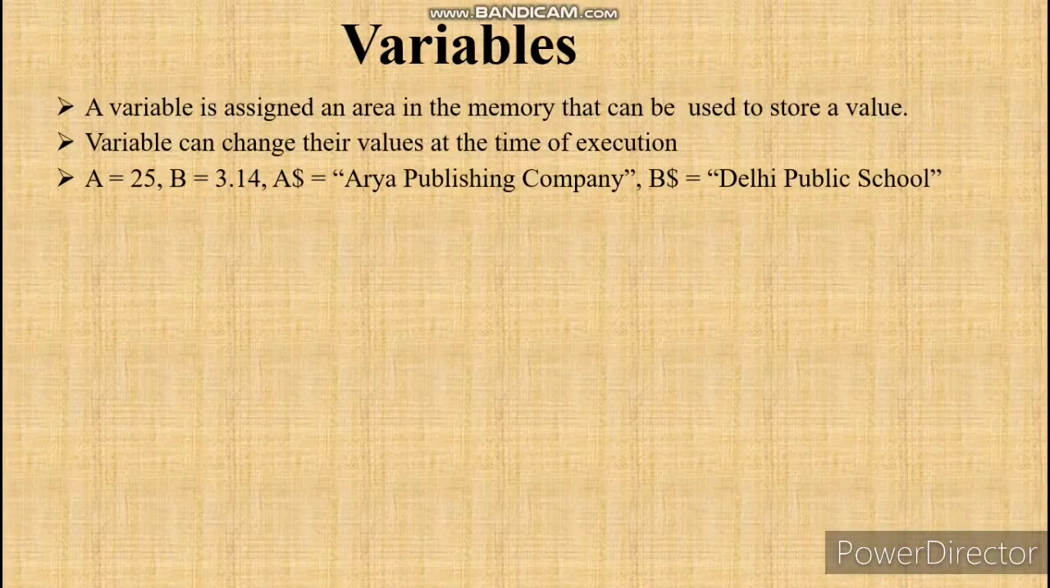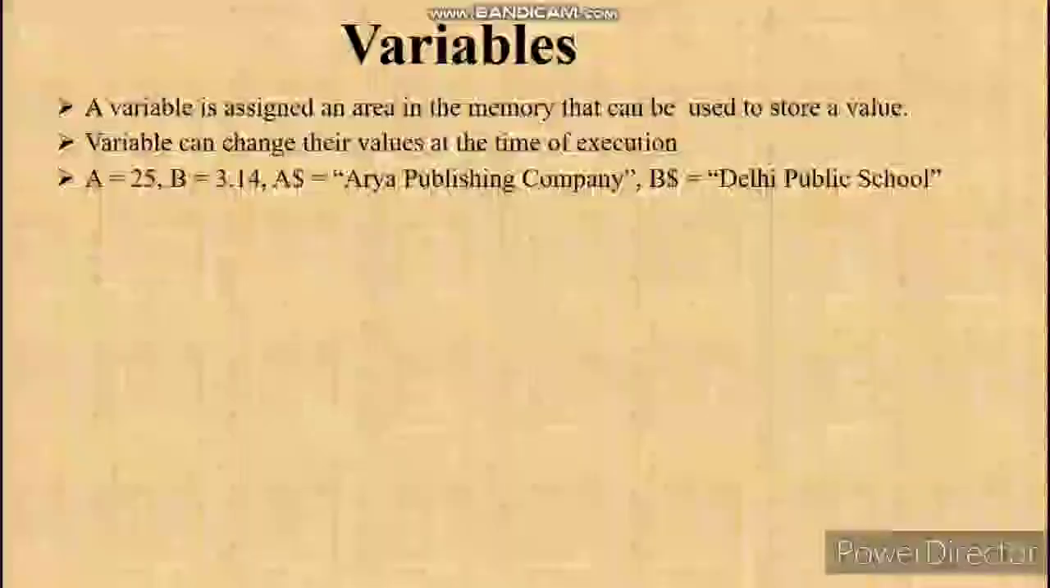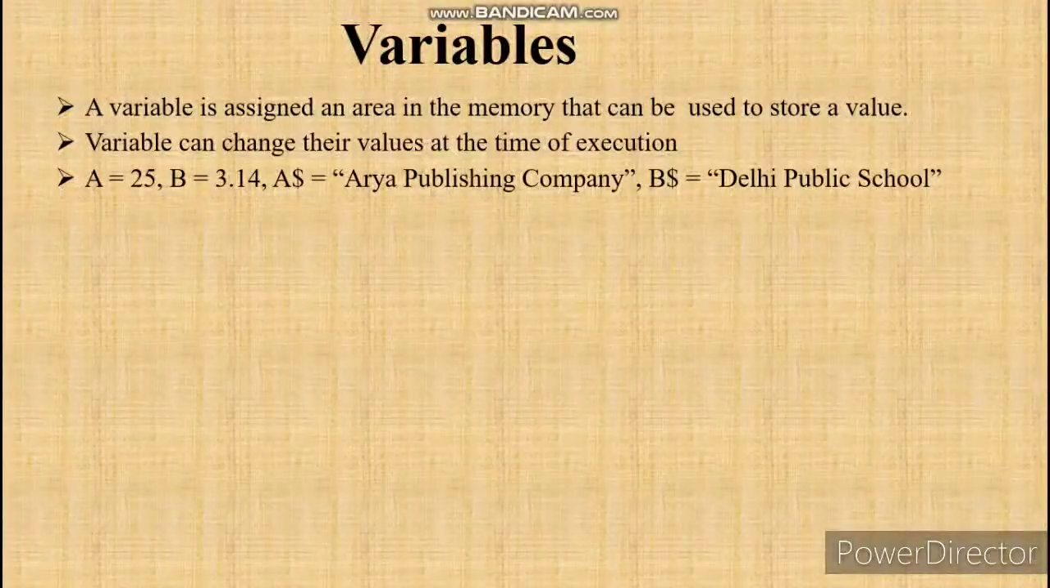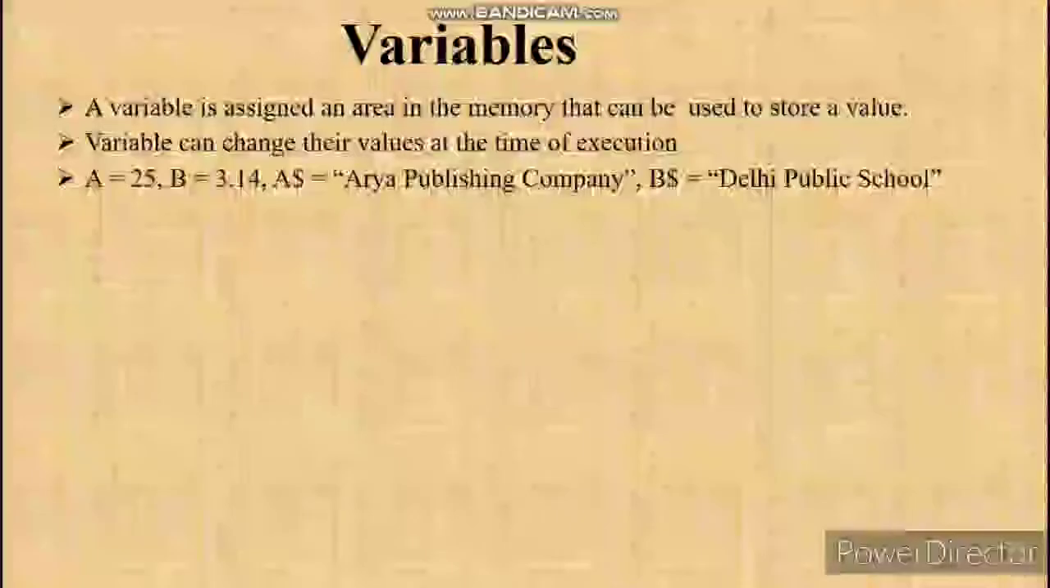This is an example of a variable. A is equal to 25. Here A is a variable. B is equal to 3.14. B is also a variable. $A is equal to Arya Publishing Company. $B is equal to Delhi Public School. These are examples of variables. Right? I repeat once again: a variable means something that can change. A variable is a memory location of the computer where the values are stored. Right?